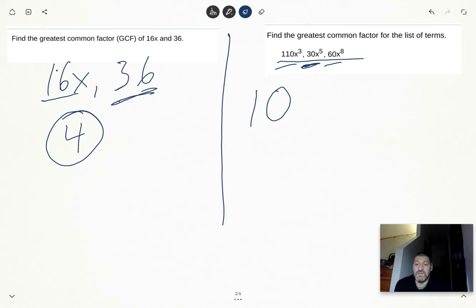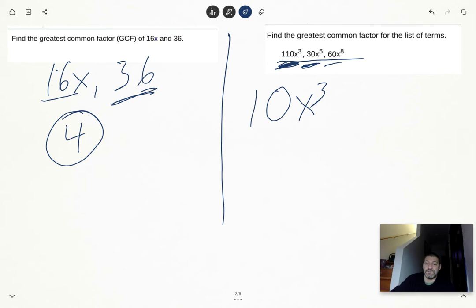What is the largest number of x's that goes into all 3 of those terms? All terms have at least 1 x. All terms have at least 2 x's. All terms have at least 3 x's. But it's the most that they have in common. So the common factor would be x to the third.